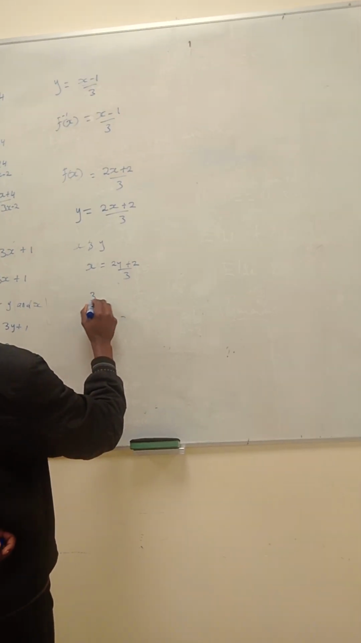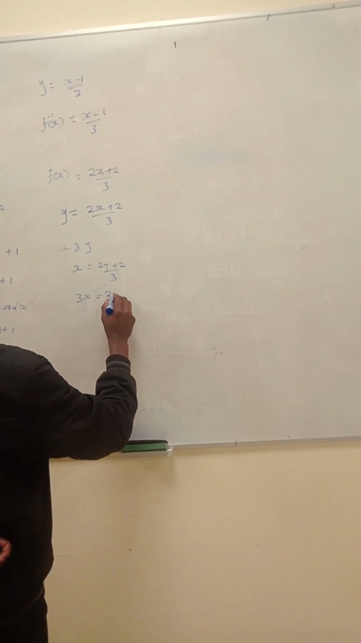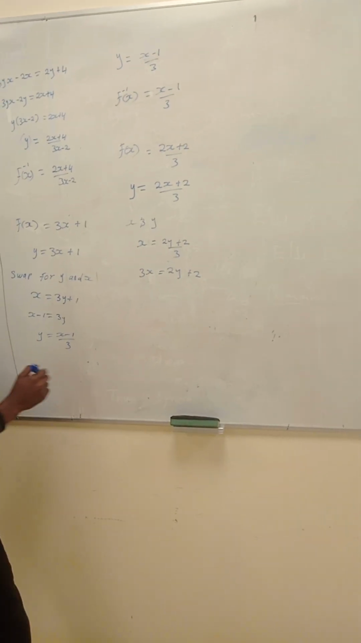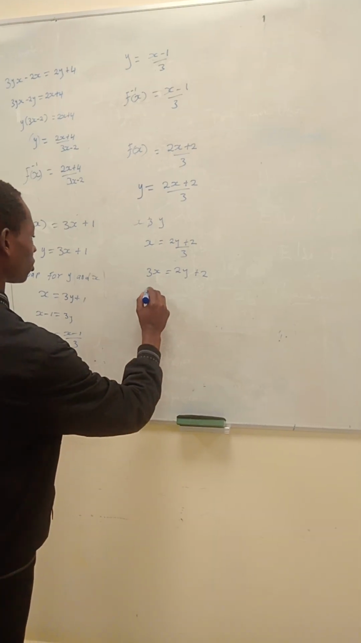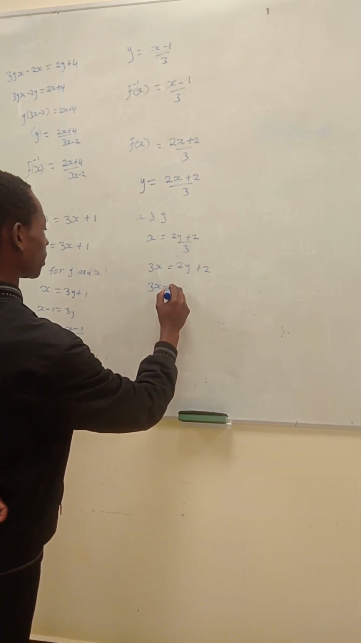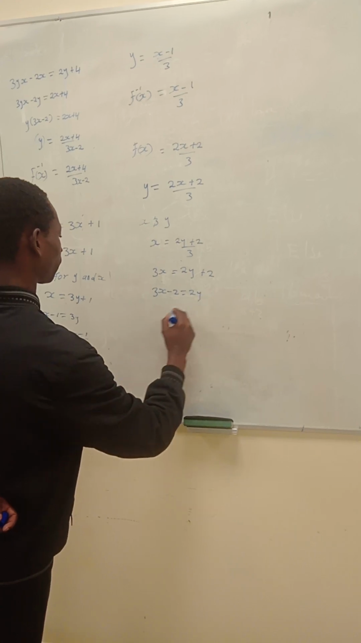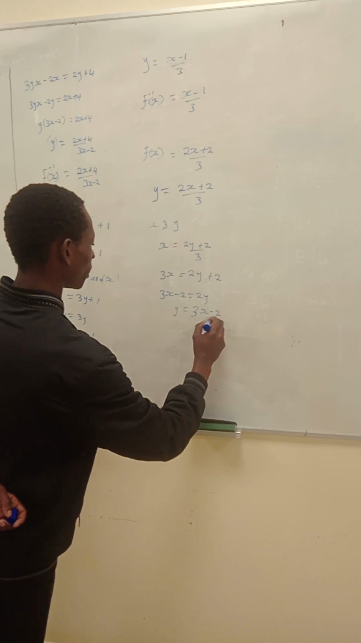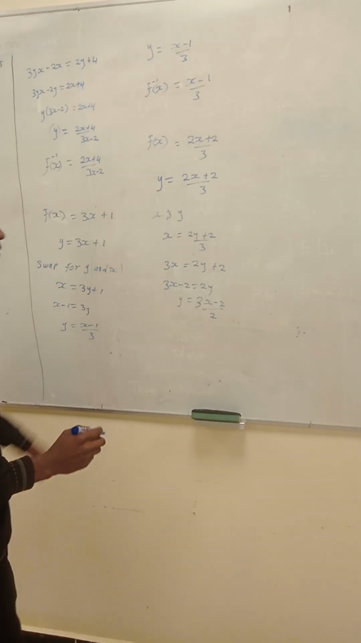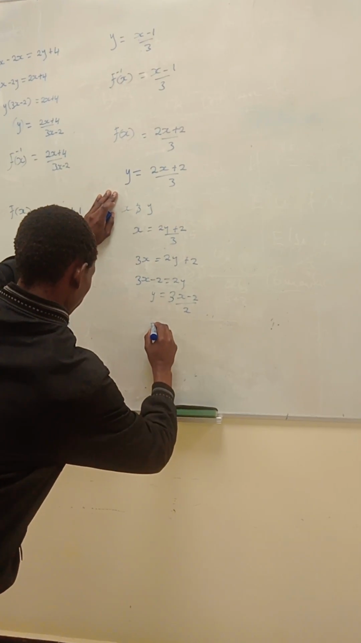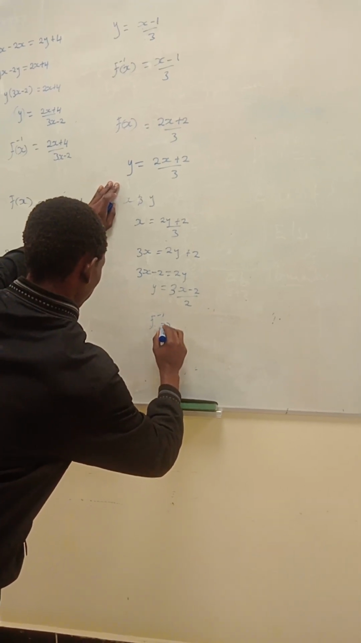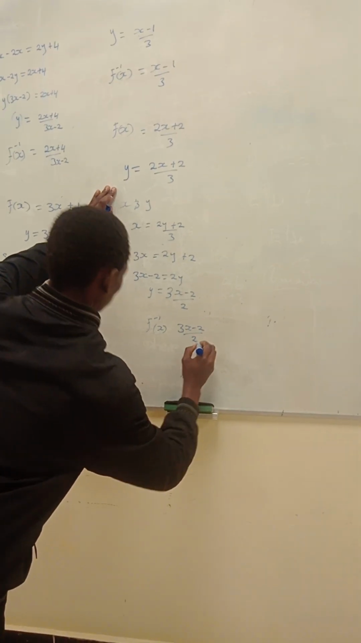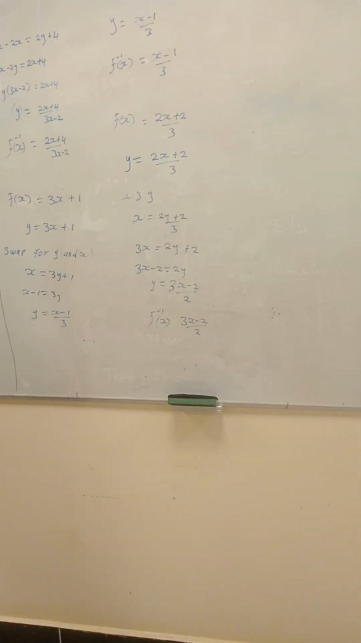So the equation becomes 3x is equal to 2y plus 2. Now we make y the subject of the formula, so it will be 3x minus 2 is equal to 2y. So y is equal to 3x minus 2 all over 2. And this is the f inverse of this function, which is given as 3x minus 2 all over 2. So it is simpler than that.